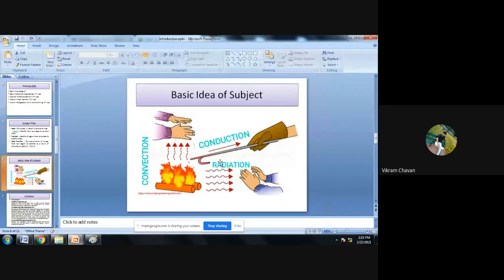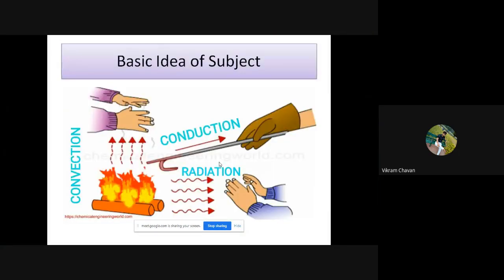Okay, so this is the example we discussed. The first man is holding one rod, and one end of that particular rod is kept in fire. The person is holding the other end, but after some time he feels the heat at the other end. That is nothing but the heat transferring from this region of the rod to this region of the rod. So heat transfer through a substance in physical contact, or within a substance, will be considered as conduction.